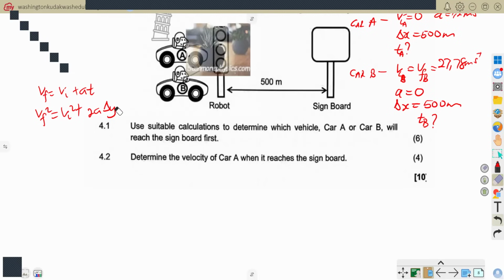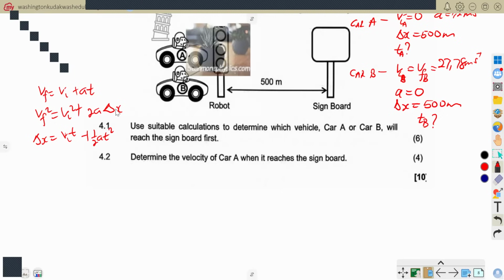This one would be change in x, not change in y, sorry, because we are looking at motion in one dimension. And then this one will be change in x is equal to v initial times the time taken plus half a t squared. So we choose from these equations of motion.